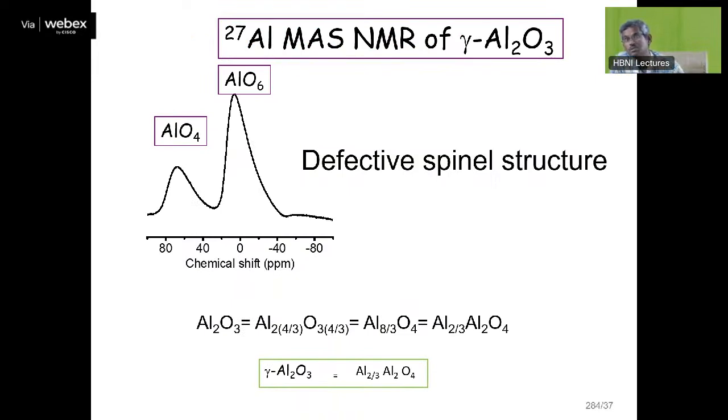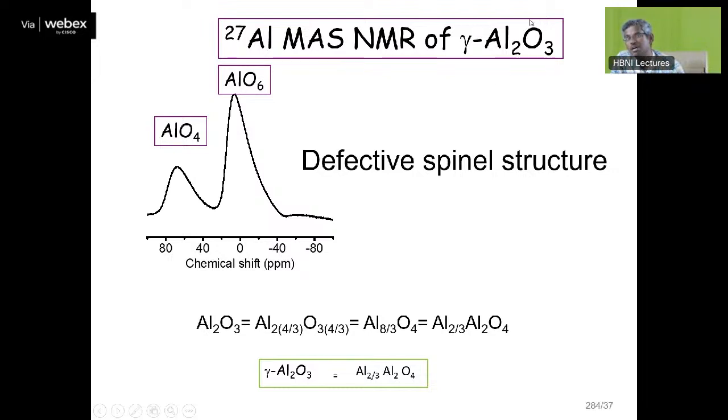Another very important aspect of aluminium NMR: in aluminium NMR, you want to find out how many aluminium are in the tetrahedral site and how many aluminium are in the octahedral site. Only one possibility is there. What is the possibility in NMR? Because NMR will give a peak corresponding to AlO4 and a peak corresponding to AlO6 structural unit. So from that you can calculate how many aluminiums are in the tetrahedral site and how many aluminiums are in the octahedral site.